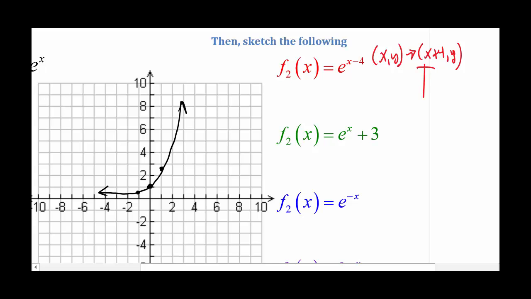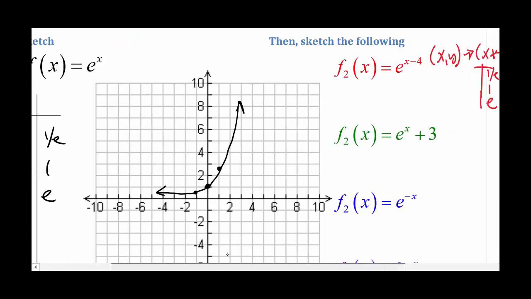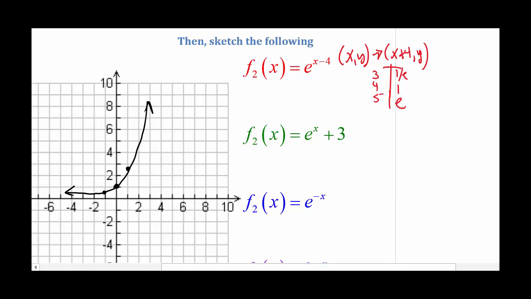Okay. So if we go back to our main ordered pairs, the y values stay the same. So we have 1 over e, 1, and e. The x values are the ones that are changing. So if we add 4, so negative 1 plus 4 gives me 3. 0 plus 4 gives me 4. 1 plus 4 gives me 5. So 3, 4, and 5. So I can come over my graph. 3, comma 1 over e, 4, comma 1, and 5, e. We can shift those over.